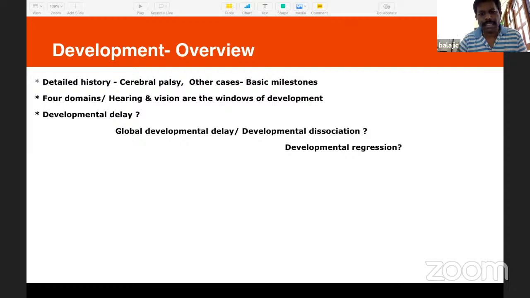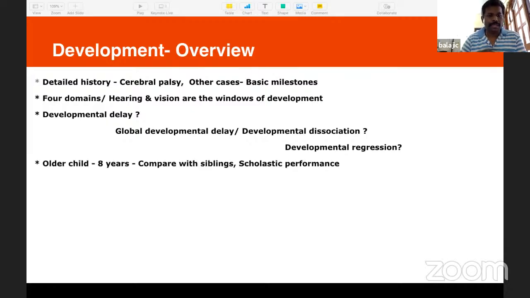Is there a developmental regression? Okay, regression means whatever milestones have been attained, are they regressing? Then it is developmental regression. Whatever the achieved milestones, they start losing, which is not characteristic of cerebral palsy. Okay, you don't lose milestones. It is very characteristic of neurodegenerative disorders. So is there any developmental regression?